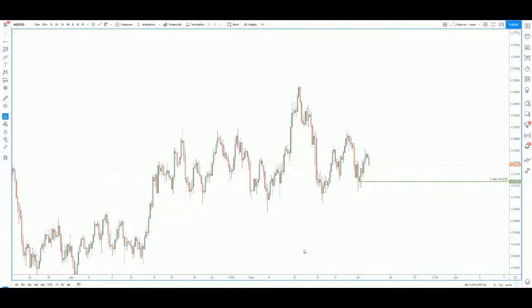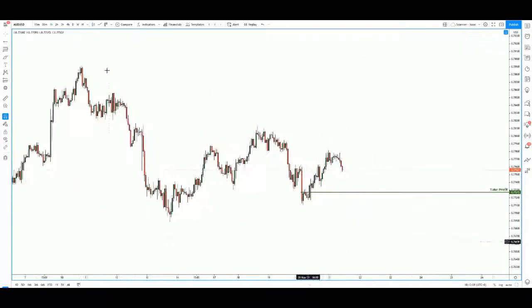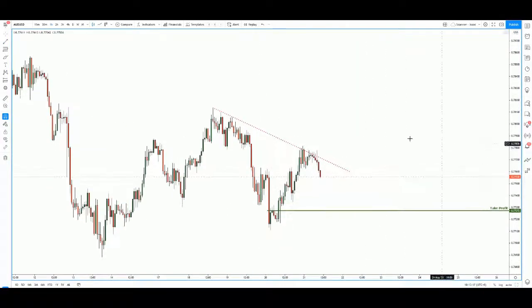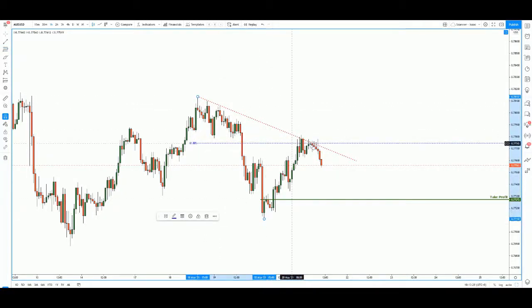Let's quickly go down to the 1 hour. Now on the 1 hour, we see a series of lower highs, but we just want to focus on this area right now. So we can actually draw a descending trendline resistance, connecting the lower highs, and if we were to do a retracement from the high to the low, we actually see price has already reacted at a 61.8.